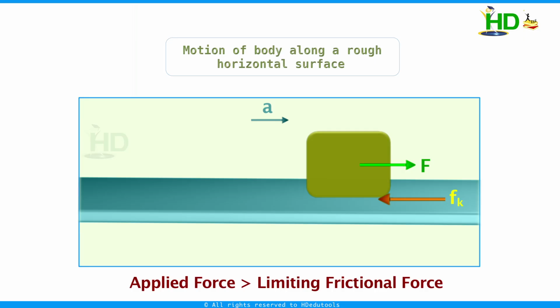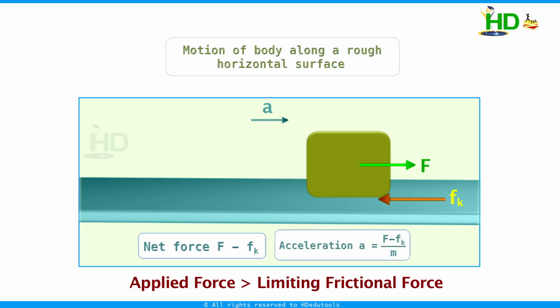In this case, the net force acting on the body is F minus Fk. This is nothing but m into a if the object is moving with acceleration a. Therefore, the acceleration a equal to (F minus Fk) by m. This is the expression for acceleration when a body is moving on a rough horizontal surface.